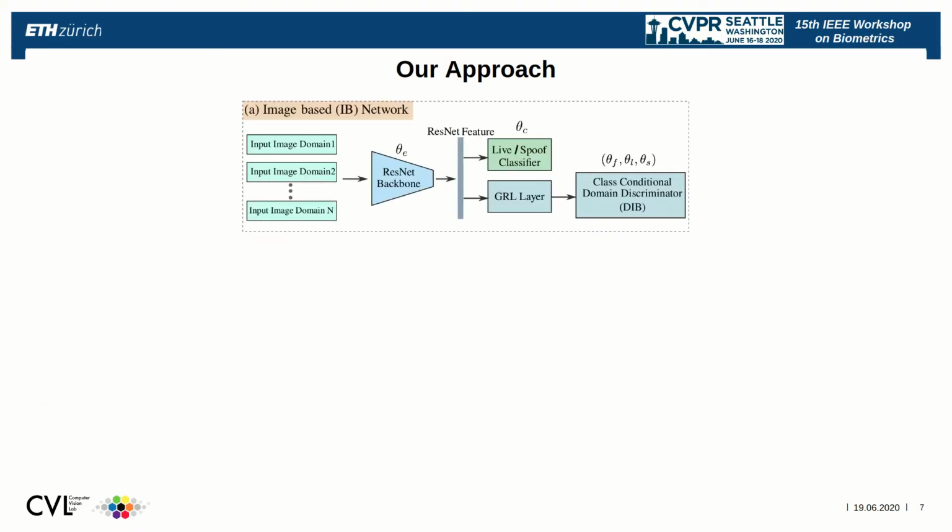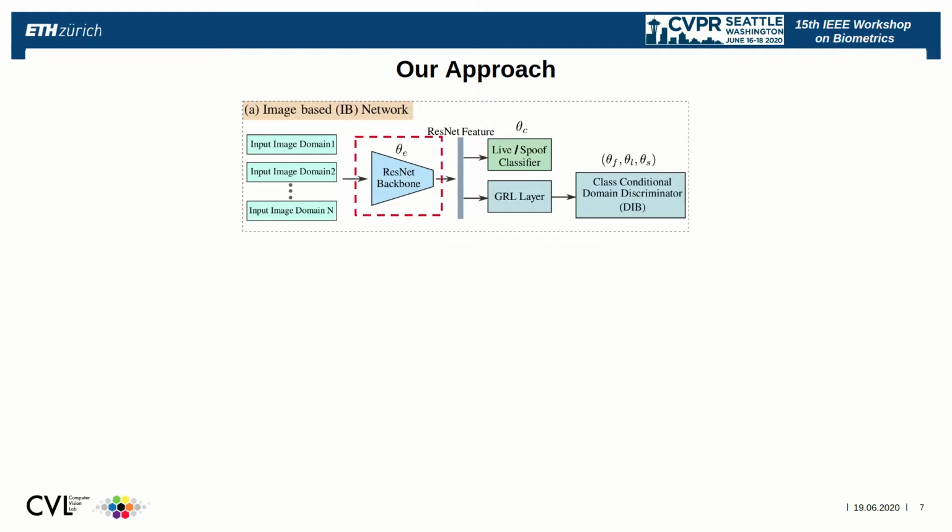The main goal of this work is to generate domain agnostic feature representation using the source domain samples that would generalize to the unseen target domain samples, so that each sample, regardless of its domain origin, can effectively be classified as live or spoof. To this end, we propose the use of class conditional domain discriminator modules coupled with a gradient reversal layer.